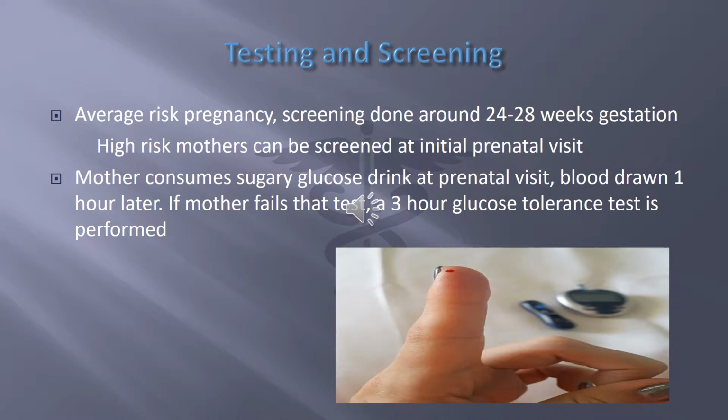Testing and screening. For the average risk pregnancy, screening is done around 24 to 28 weeks gestation. High-risk mothers can be screened at their initial prenatal visit. The mother consumes a sugary glucose drink at her prenatal visit. The blood is drawn 1 hour later. If mother fails this test, a 3-hour glucose tolerance test may be performed at the discretion of her medical provider.